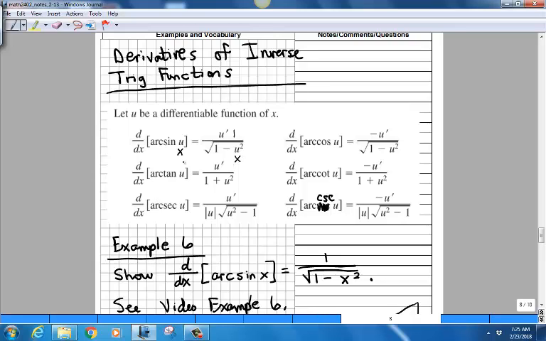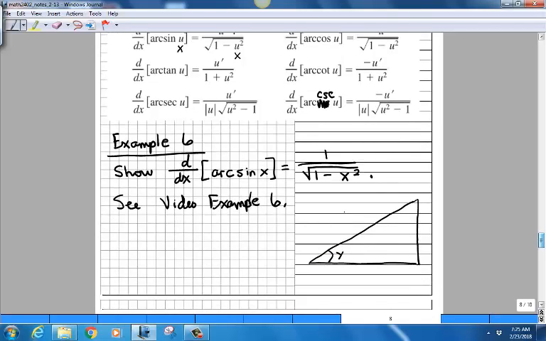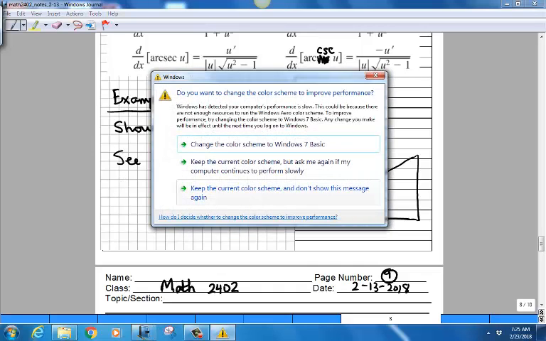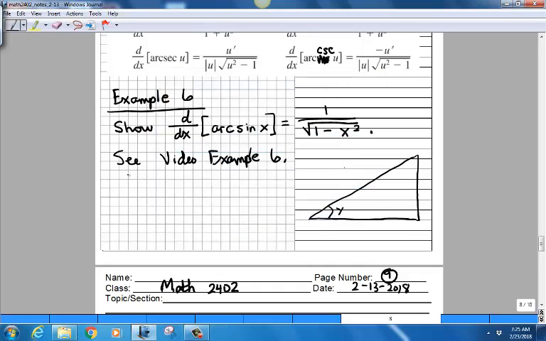So that's the formula that I want to prove for you in this next example, example 6. I want to show that the derivative of arcsine of x is going to be 1 over the square root of 1 minus x squared. To show this formula, let's choose a variable for arcsine of x. So I'm going to say y is equal to arcsine of x.